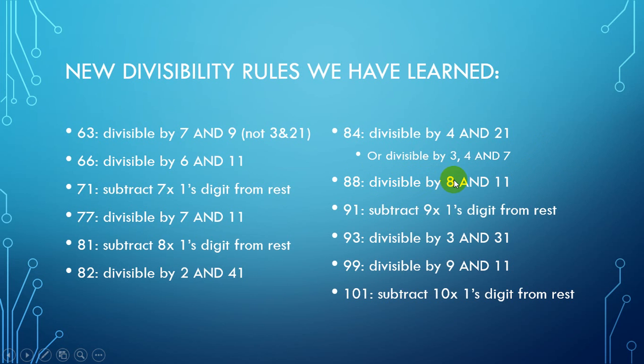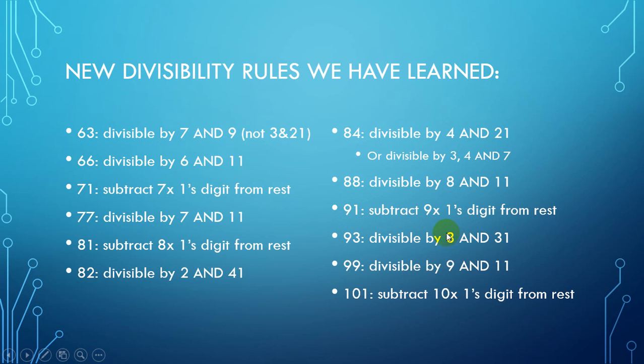88 has to be divisible by 8 and 11. 91 you subtract. Now you could use 13 and 7, but you'd have to use two processes to figure that one out, and when you can just do it all in one, subtract 9 times the ones digit from the rest. That's why I showed you the separate, because doing 7 and 13, which we haven't learned yet anyway. You learned 7 before, but not 13, so we'll stick to this method. It's much easier. It's half the work anyway.